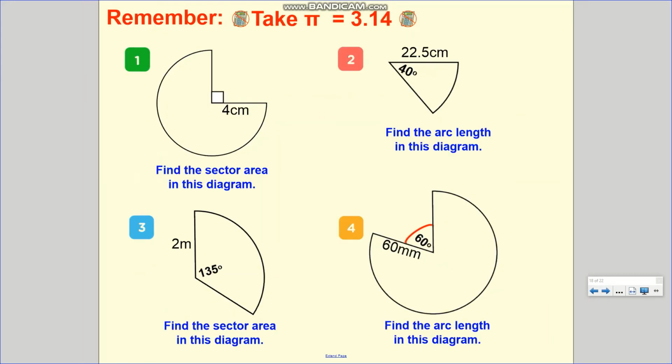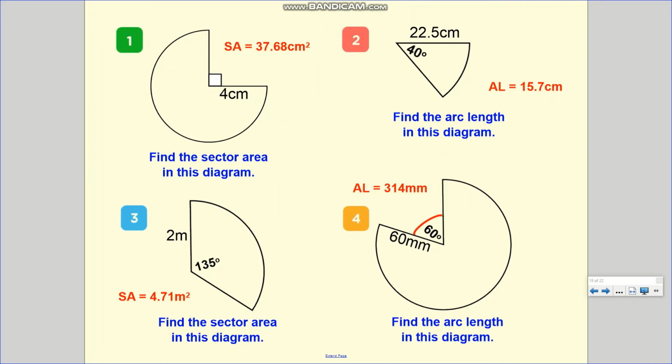Right, in this case, you've got 4 examples to try. Pause the screen here. I'll give you the answers to these 4 questions in just a couple of seconds. Okay, here are your circle, arc, and sector answers. The first one, the sector area was 37.68 centimeters squared. The second one, your arc length is 15.7 centimeters. In your third one, the sector area was 4.71 meters squared. And then in your last one, your arc length was 314 millimeters.